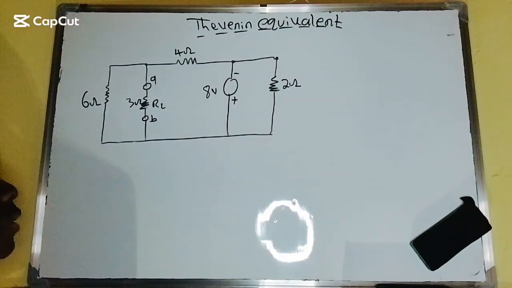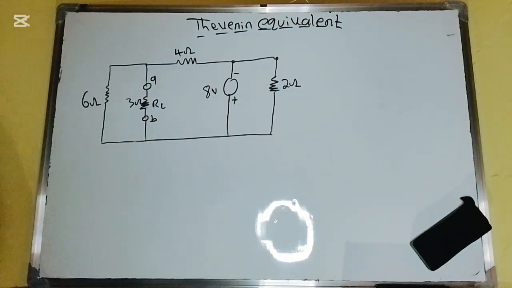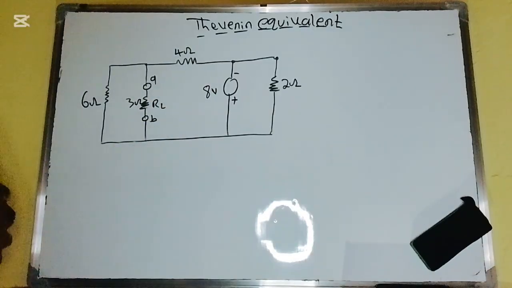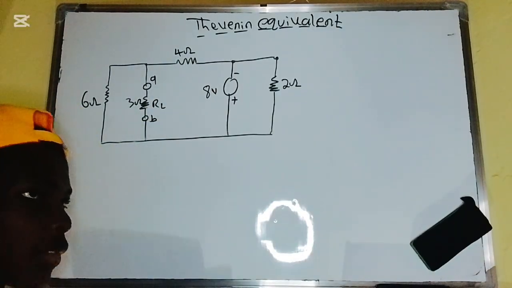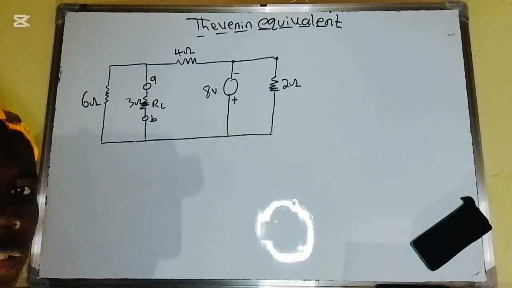Hello everyone, in today's tutorial we are going to determine the Thevenin equivalent circuit. First, we're given this question to determine the equivalent circuit. The first thing we're going to do, as we all know, the RL is given in the middle of the circuit. If we are going to determine the equivalent circuit, we have to short circuit the voltage and therefore we have to open circuit the value of current.